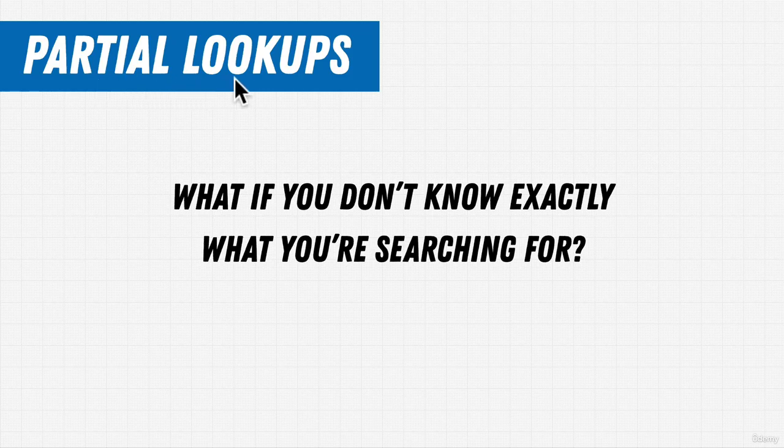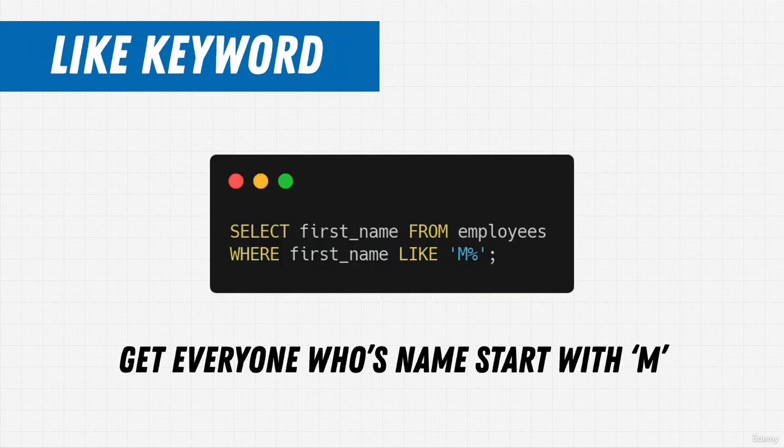Well, SQL gives you the ability to do partial lookups. If you don't know exactly what you're searching for, partial lookups help you figure out, hey, it may be something along these lines. It may be something that looks like this. So, SQL gives you the like keyword. The like keyword works as follows.